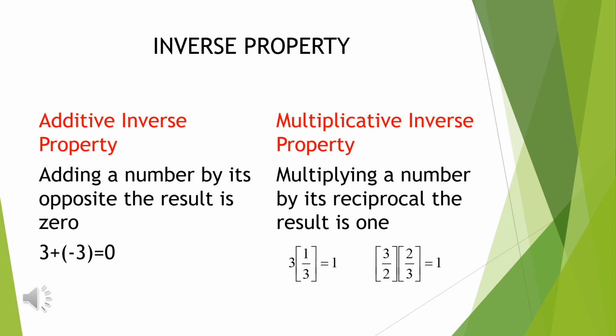So we have 3 over 2. What is the reciprocal of 3 over 2? The reciprocal of 3 over 2 is 2 over 3. If we multiply 3 over 2 and 2 over 3, the answer is 1.